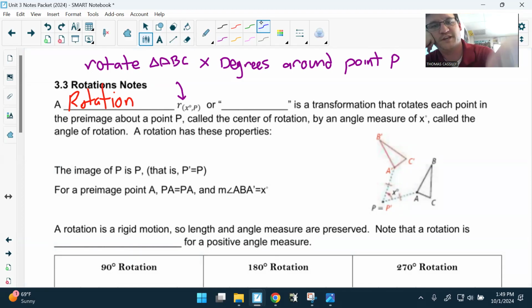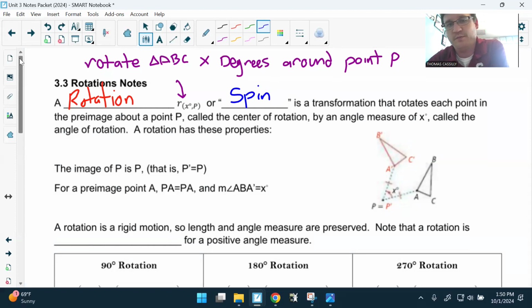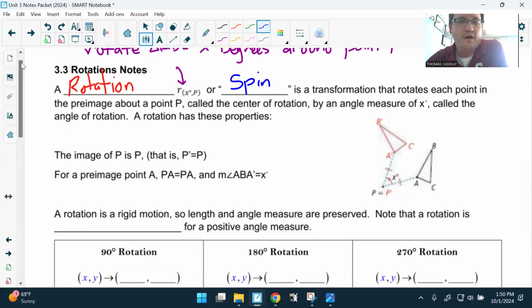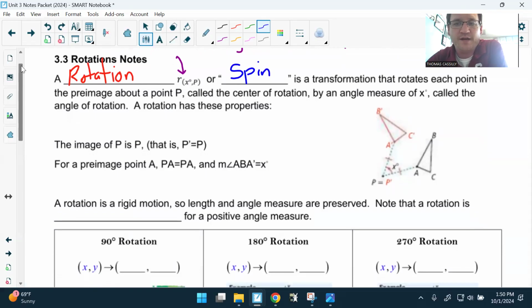So another name for a rotation, we can just think of it as a spin. This can be a transformation that rotates each point in the pre-image about point P, and again, point P, that's our origin in this case, called the center of rotation, by an angle of X degrees. Now, we can rotate it any degree that we want. Maybe this is a 30-degree angle.